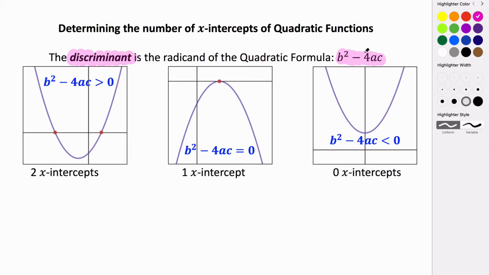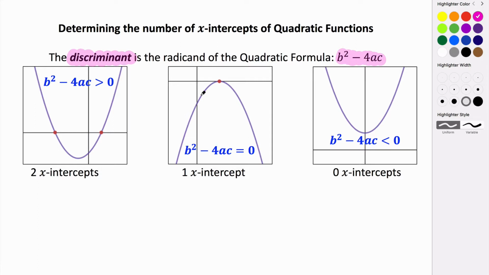So if our discriminant is greater than 0, if it's positive, that tells us that our graph is going to intersect the x-axis twice, and we're going to have two solutions, two x-intercepts or two solutions to our graph.